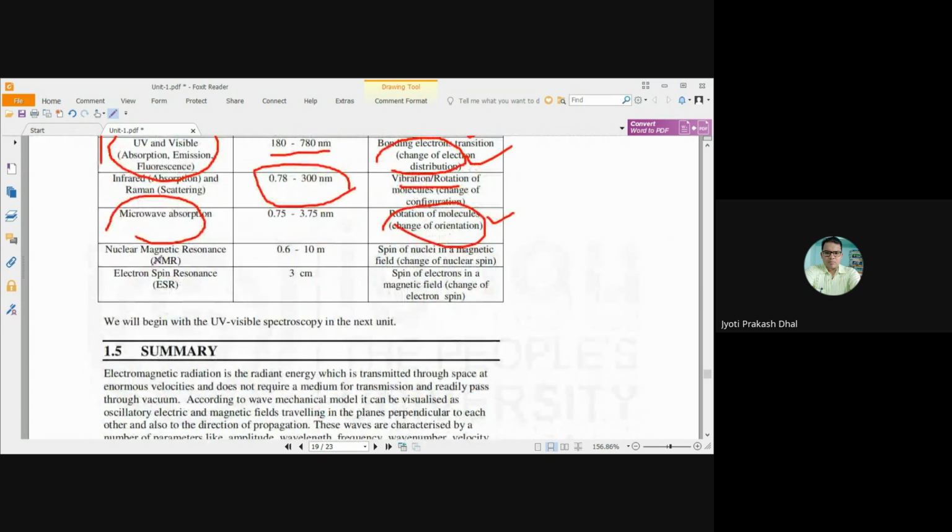The next spectra is called NMR, nuclear magnetic resonance spectra. Here the wavelength range is 0.6 to 10 meter. That is due to spin of nuclei in the magnetic field. That means spin of the nucleus. Due to spin of the nucleus around its own axis, a magnetic field will be generated, and when an external magnetic field is there, the external magnetic field and the internal magnetic field generated by the nucleus of an atom will interact with one another, and that will give rise to nuclear magnetic resonance, NMR.